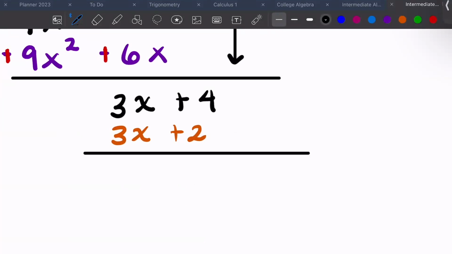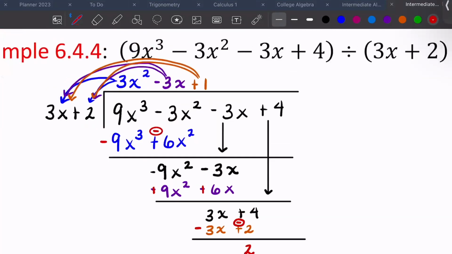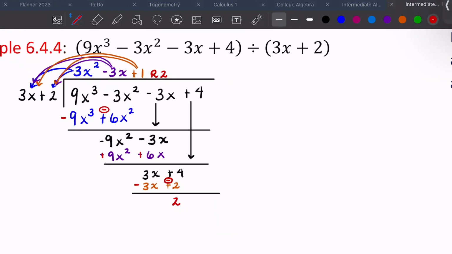I need to go in and change my signs. So 3x minus 3x is 0. 4 minus 2 is 2. Okay. 2 is your remainder. Okay. So your answer should look like 3x squared minus 3x plus 1, remainder 2.